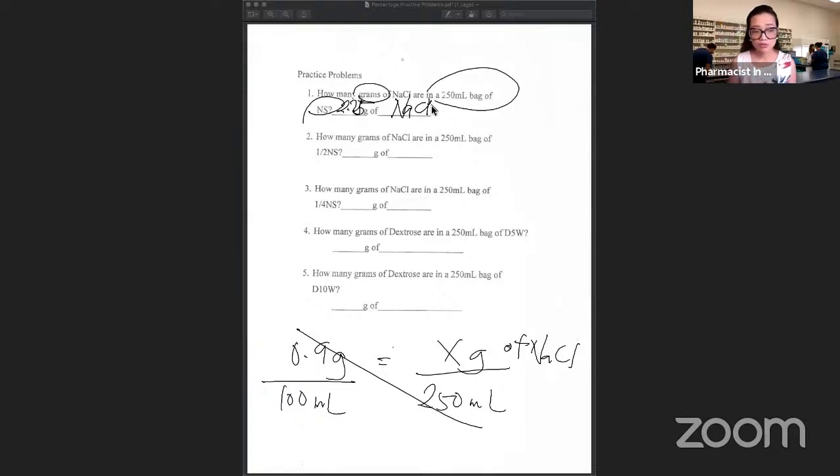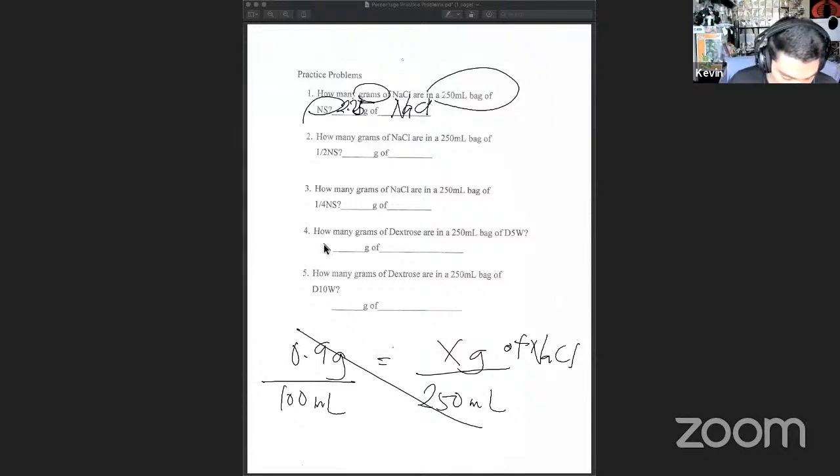Who got 2.25? Hands up. Yes. Yay. Okay, let's see the ones who are struggling. Kevin, you're not that much struggling, but I want you to do this. Okay. Number 2. All right.